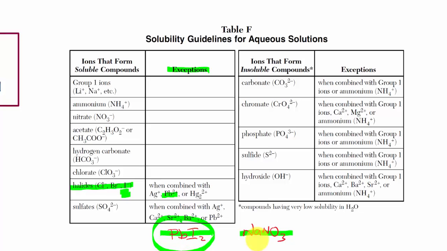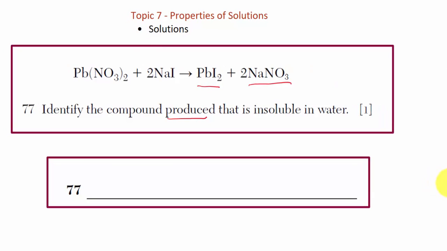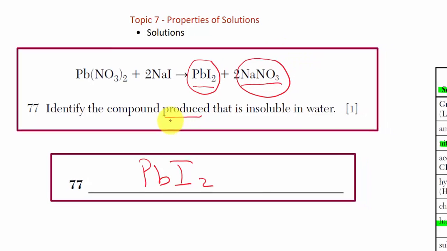But let's just double check the sodium nitrate. Sodium is a group 1 ion. It's right there. And it's always soluble. There are no exceptions. Also, nitrate has its own space in this chart. Nitrate is always soluble with no exceptions. So it's going to be the lead iodide. Go back and write in our answer. All we have to do is write PbI2 in the space, and we have our answer. There were only two possible answers to begin with. It was either going to be PbI2 or NaNO3, because those are the compounds produced.